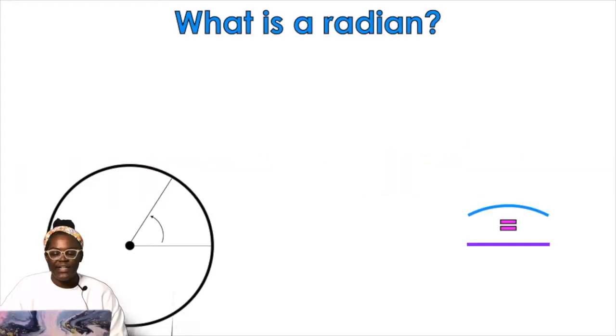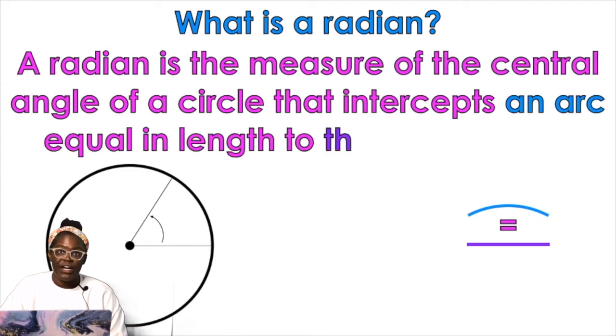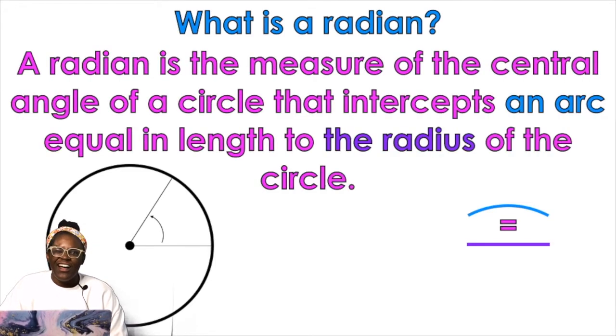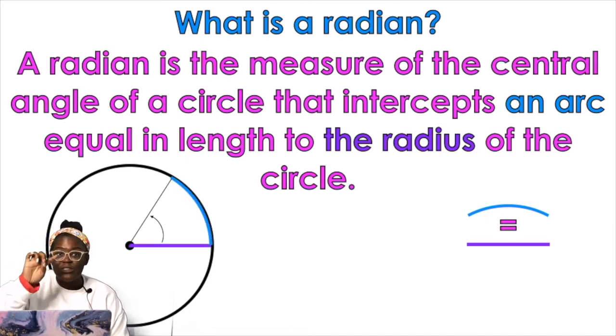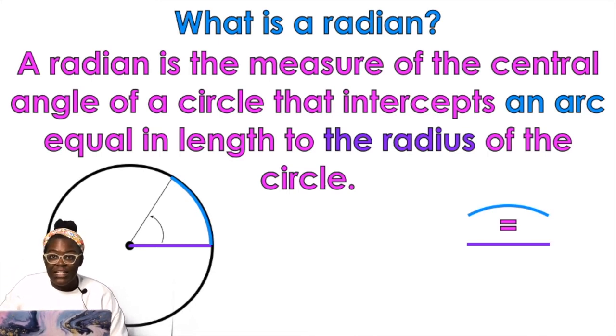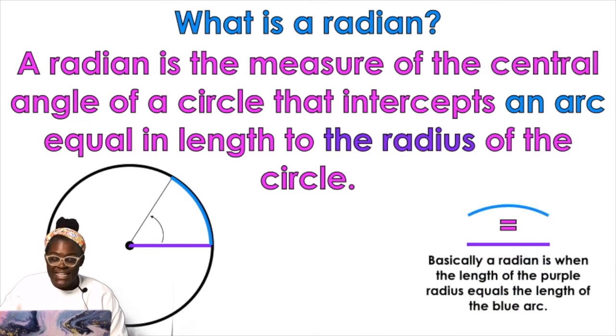All right, so what is a radian? Basically, a radian is the measure of the central angle of a circle that intercepts an arc equal in length to the radius of the circle. So pay attention to the circle. This length, which is the radius, is equal to the blue length, which is the arc. That's what the little key on the right says. Basically, a radian is when the length of the purple radius equals the length of the blue arc. That's what a radian is.